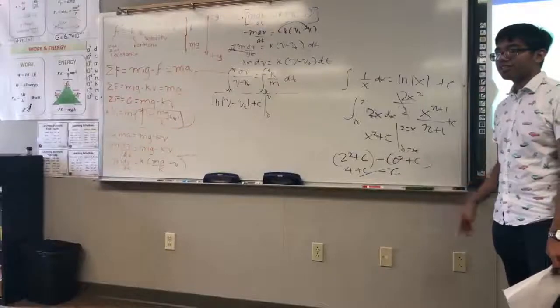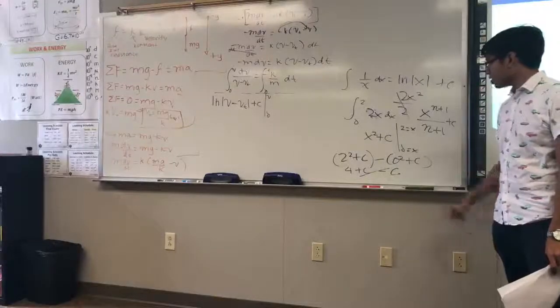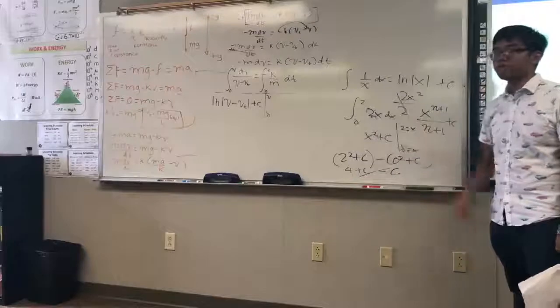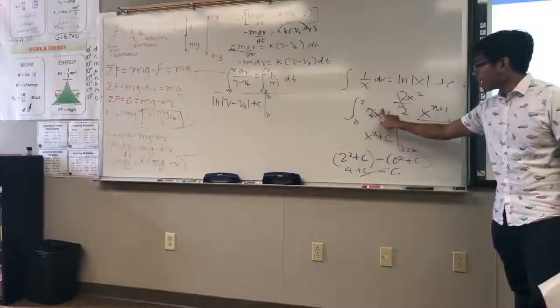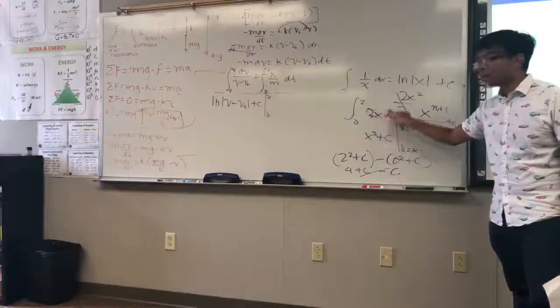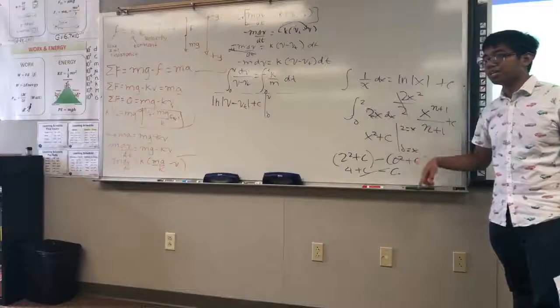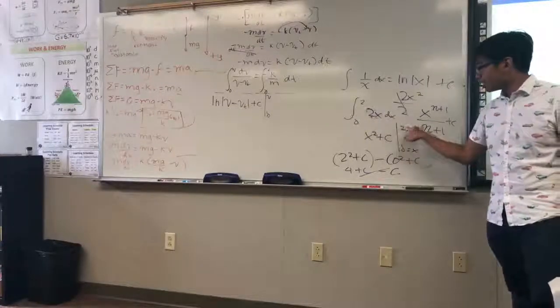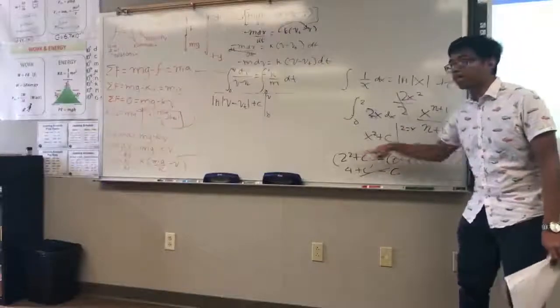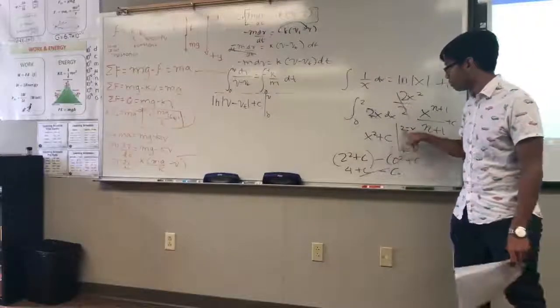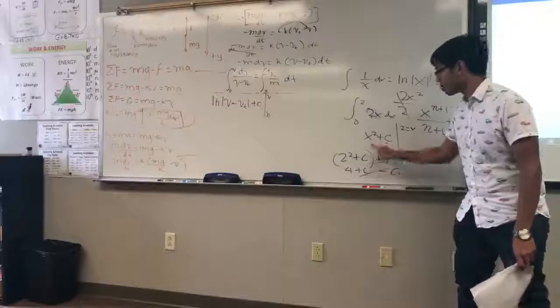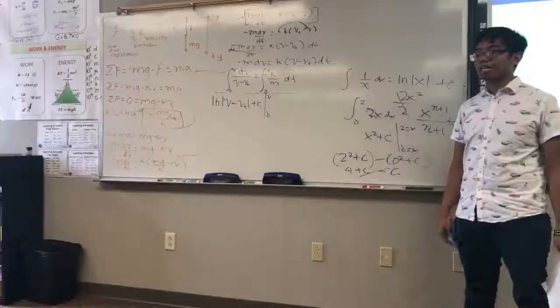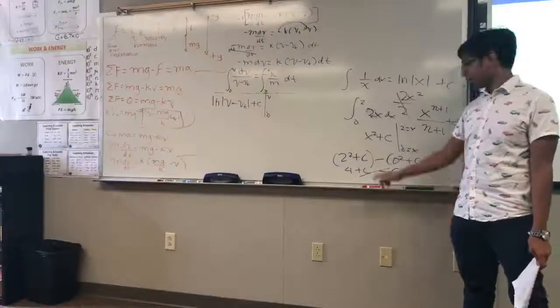Wait, hold up. Where'd you get the x squared plus c again? X squared plus c is the integral of 2x. Because you do x to the 1 plus 1 over 1 plus 1. And that's just x squared. And then you plug in, and you create two expressions in which you plug in 2 for the x here, and then 0 for the x in here. And then from there you get 4.